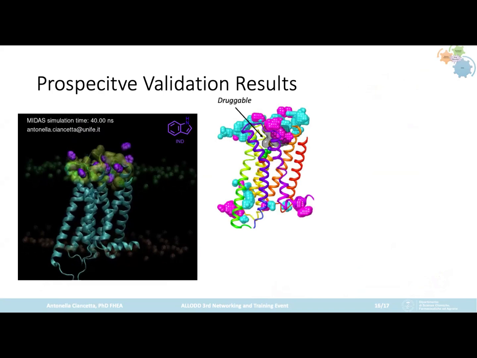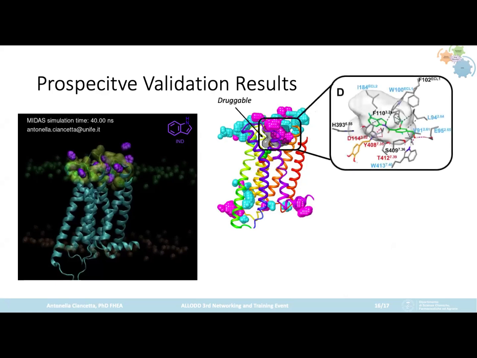This is the cumulative density of the two different probes for all the simulations. And you can see, binding sites are predicted more or less on the extracellular side and the intracellular side. At that time, we decided to prioritize the pocket on the extracellular side for two reasons. The first one, because the pocket was predicted to be tractable.